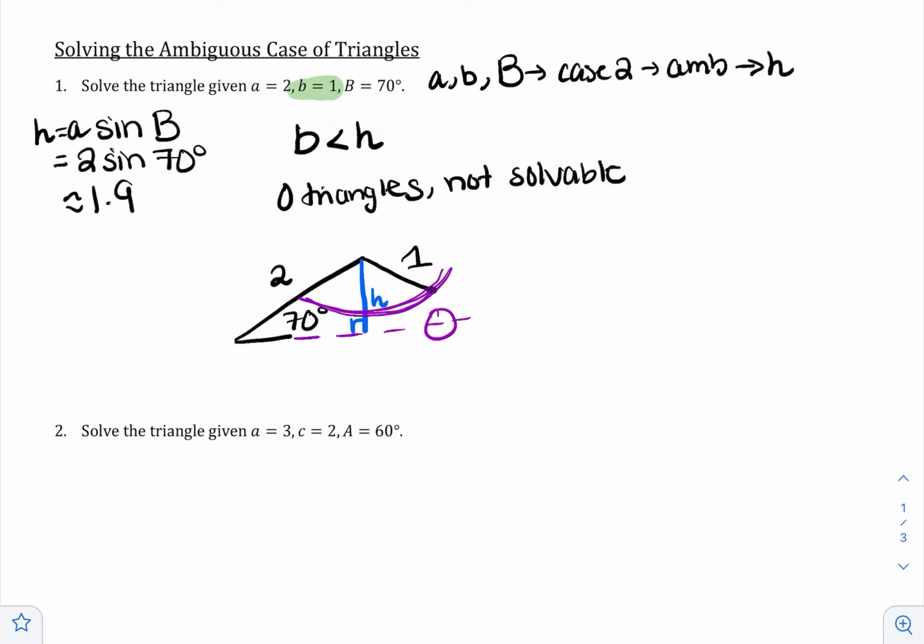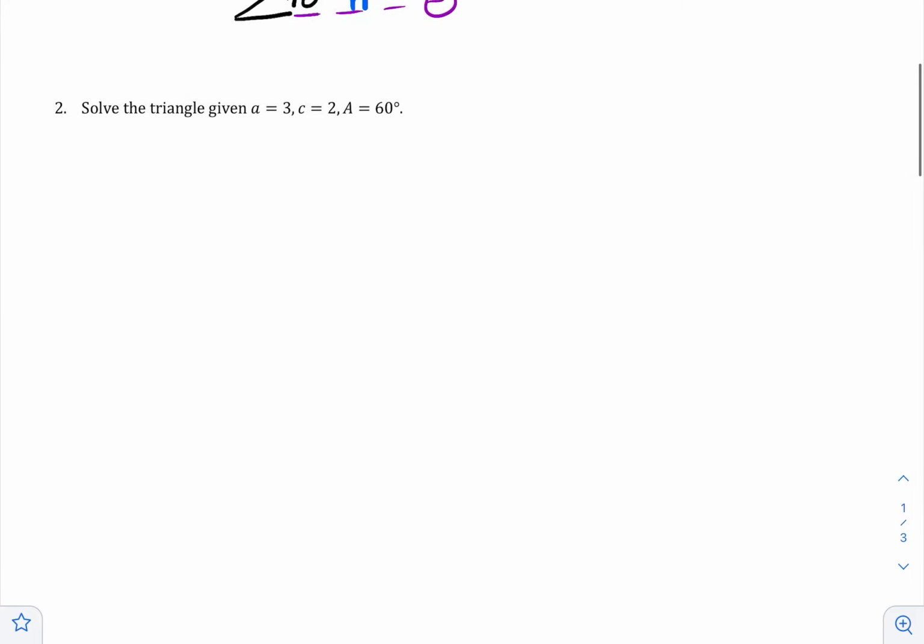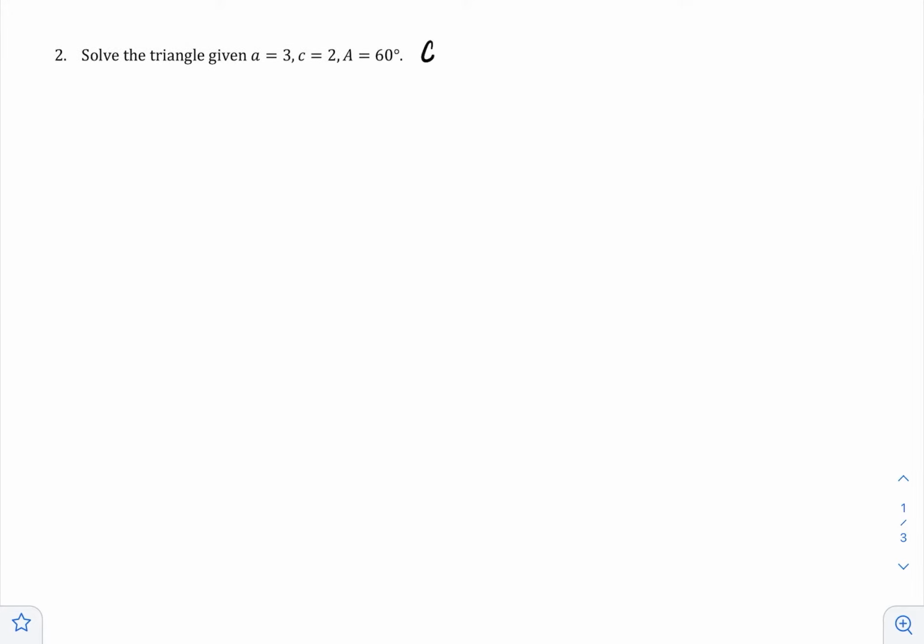Okay, obviously that's the easiest situation because you don't have to solve. All right, let's take a look at another one. So again, you have little a, little c, big A. The angle matches one of the sides. So I am in case 2, which is the ambiguous case, which means I need to find the height.